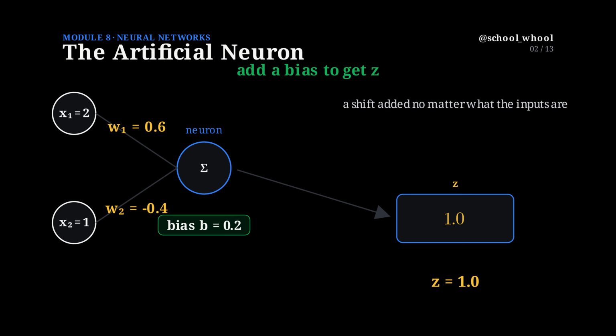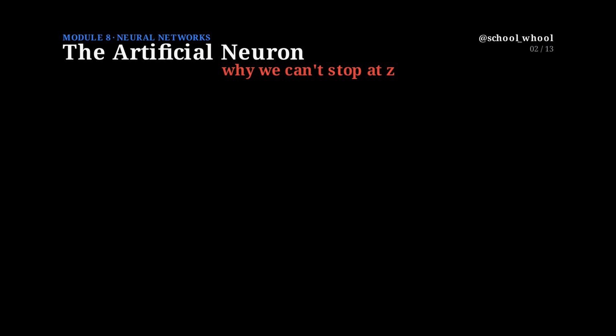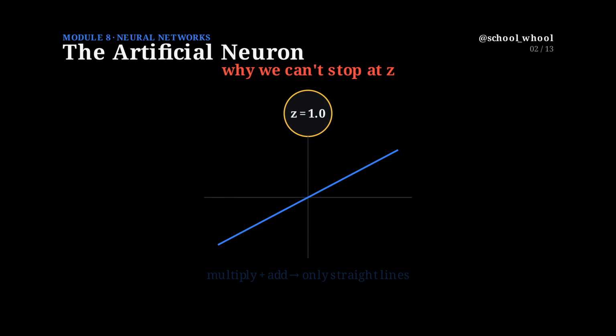But we can't stop at z. Notice that z can be any number at all, large, small, or negative. And everything we did so far was only multiply and add, which can only ever produce straight lines. To let neurons bend, and to turn z into something we can read as a confidence, we need one more step, a nonlinear squash. That step is called an activation function.